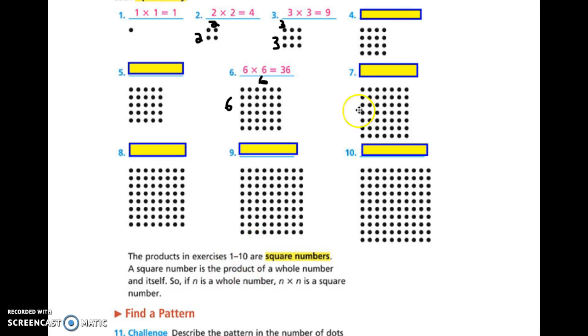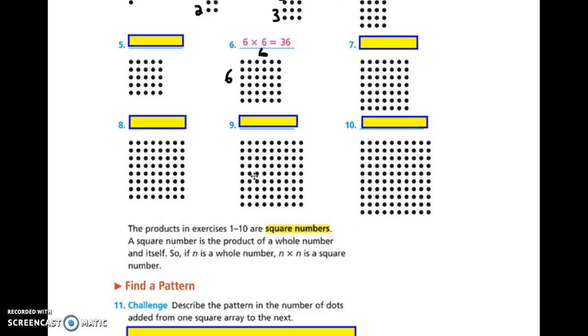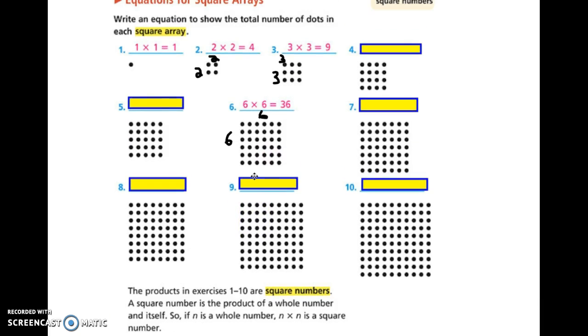The products in these exercises here are what we call square numbers. A square number is the product of a whole number and itself. So basically, if you multiply a number by itself we consider that a square number. So 3 times 3 is a square number, and the product is 9. 6 times 6 is a square number, the product is 36. When we refer to square numbers, we just mean that the number is multiplied by itself.